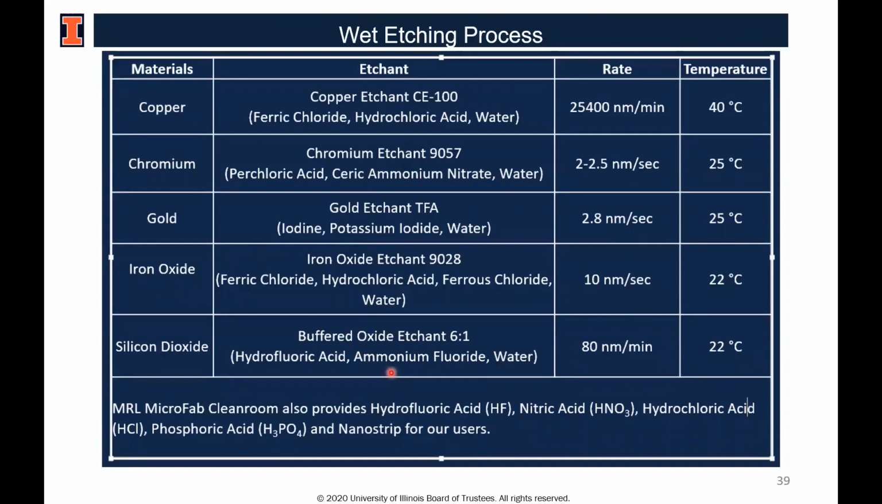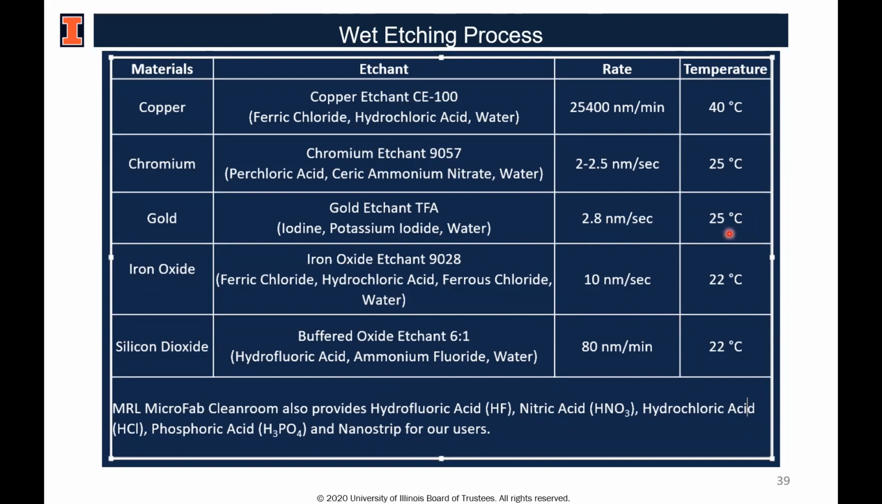Here's the table of etchants we supply in the MRL cleanroom. It's for the wet etching processes. MRL Fab provides hydrofluoric acid, nitric acid, hydrochloric acid, phosphoric acid, and Nanostrip for users. We also supply etchants to etch corresponding metals, for example, gold etchant TFA, that's the name of the etchant. It's basically a mixture of iodine, potassium iodide, and water. The etch rate is 2.8 nanometers per second at a temperature of 25 C.